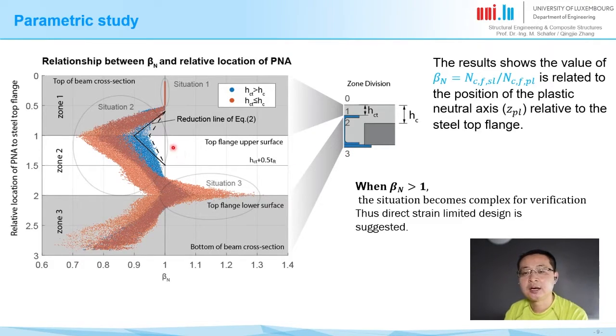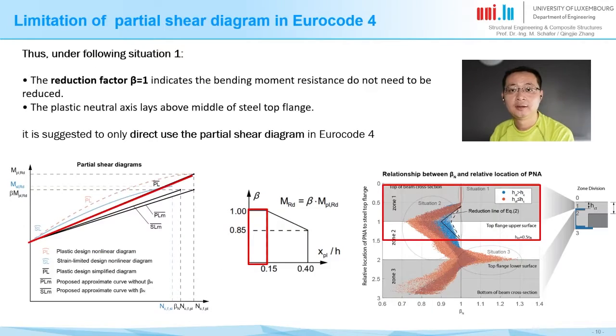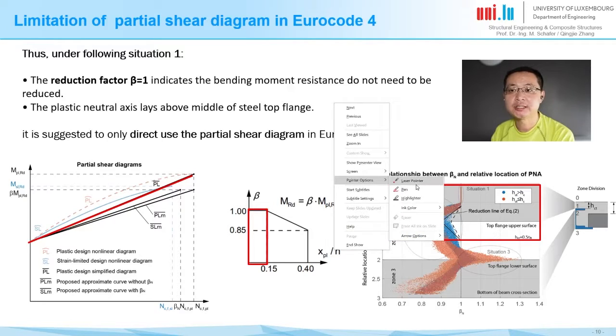As we can see here, in the area from 1 to 1.5, which is above the middle of the steel top flange, we generally have a beta n smaller than 1. Below that, we have situation 3, which is complex and may bring unsafe design results. That's why we limit our focus only to the areas above the middle of the steel top flange. Based on the analysis, we can give our proposals of how to use partial shear diagrams in Eurocode 4 for slim floor beams. We categorize it into different situations, as shown here.